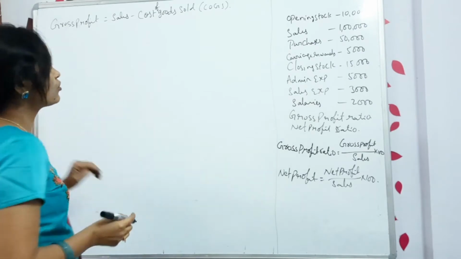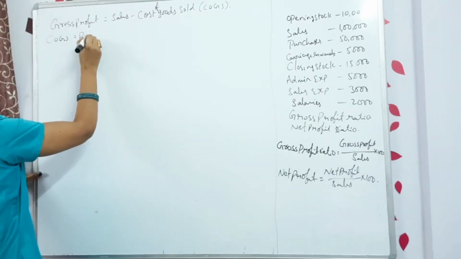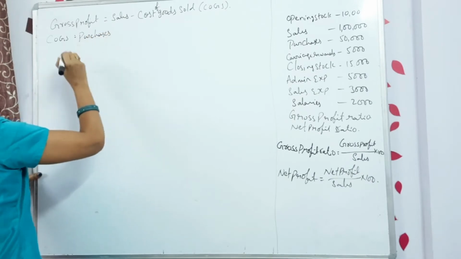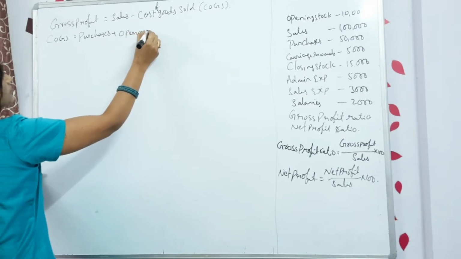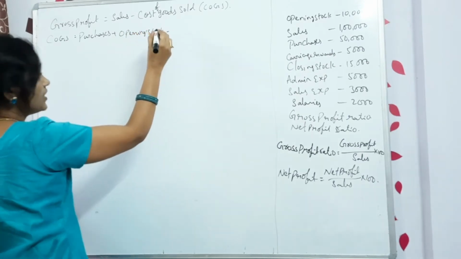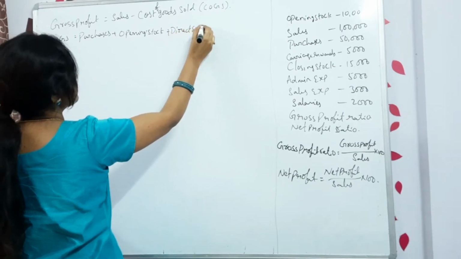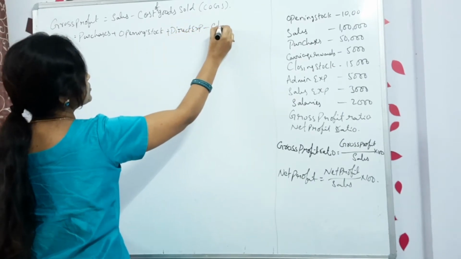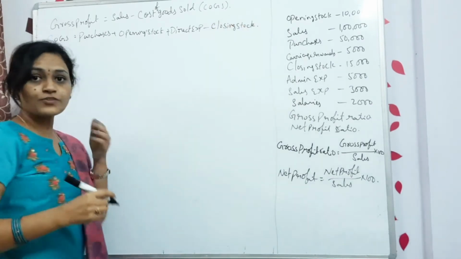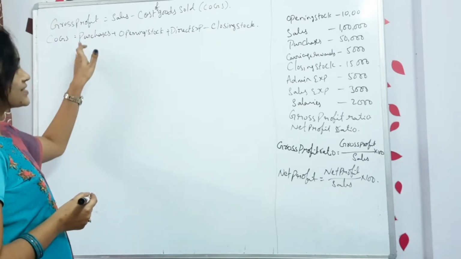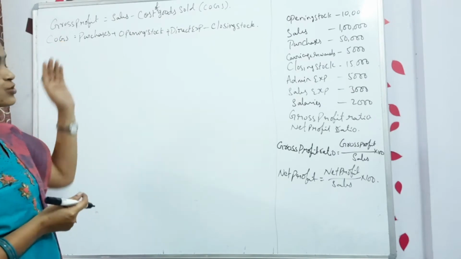Okay. So now how to find out cost of goods sold? Let us see. COGS is equal to purchases plus opening stock. If any direct expenses are there, that also you take, plus direct expenses, minus closing stock. Let us check the formula once again. Opening stock, purchases, direct expenses minus closing stock is called cost of goods sold.